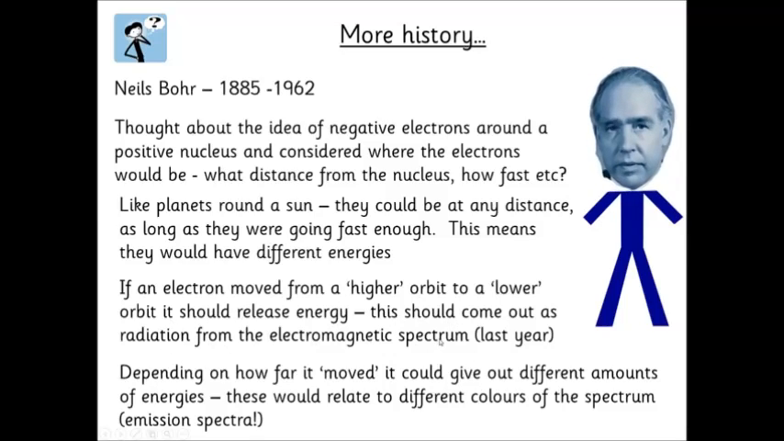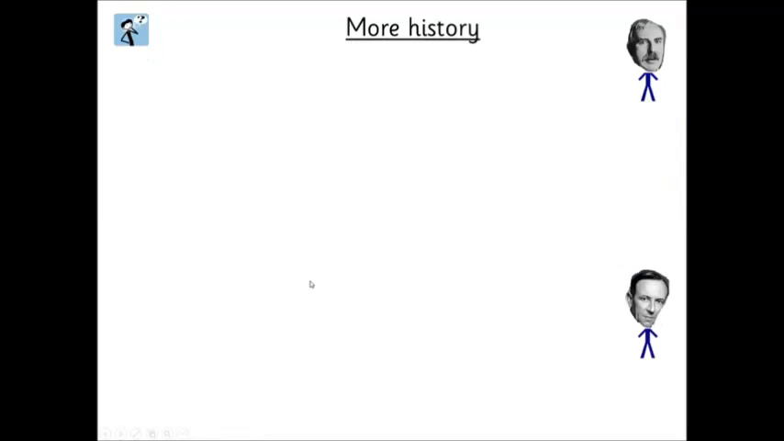And if you think from your studies in year 12, this is the whole idea of emission spectra and absorption spectra when electrons are moving up energy levels. Depending on how far an electron moved, it would give out different amounts of energy. These would relate to the different colours of the spectrum. So Niels Bohr did loads of work on this, and we've covered some of that in year 12.